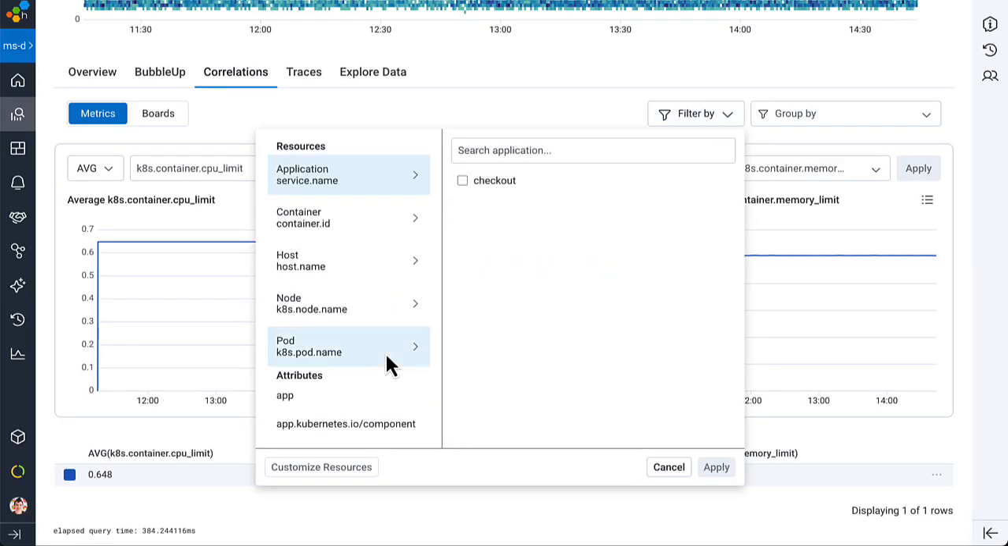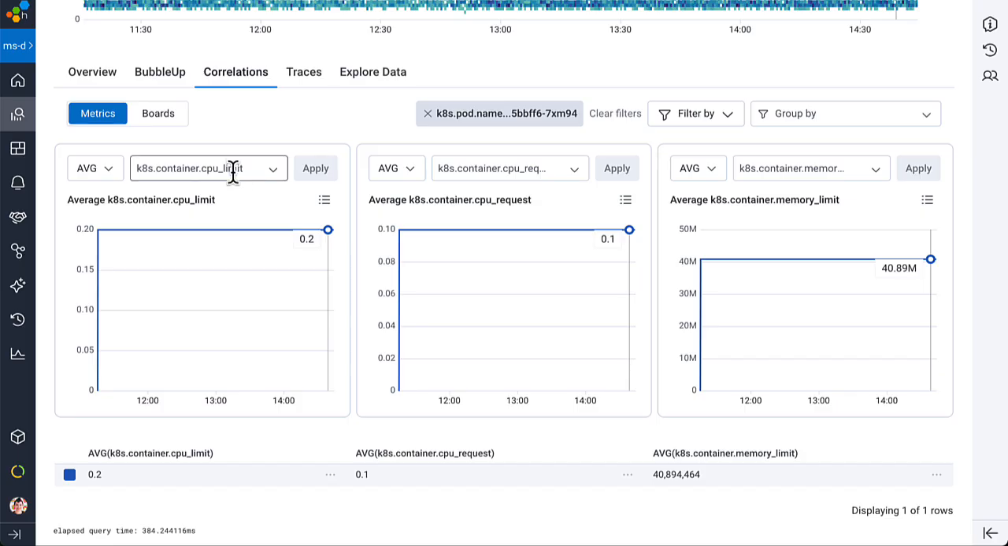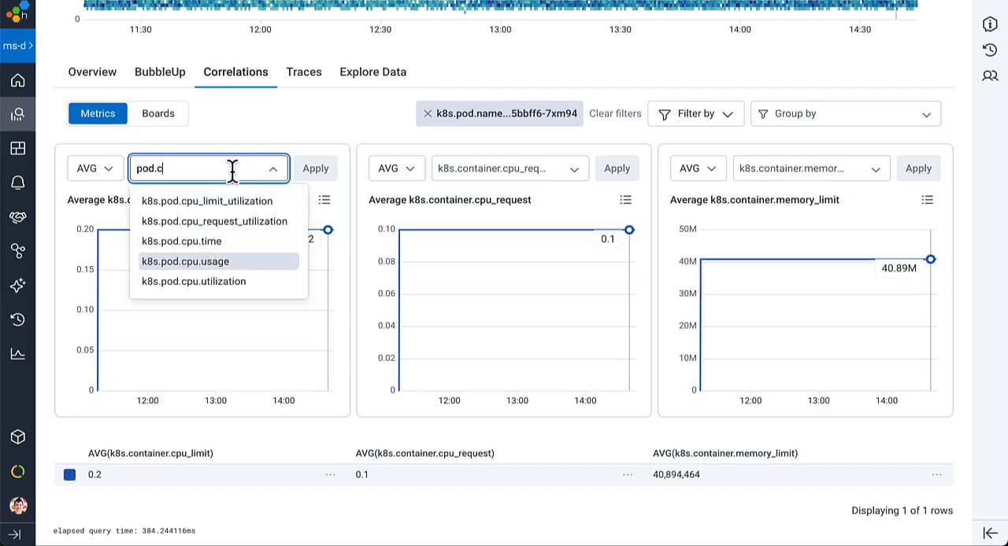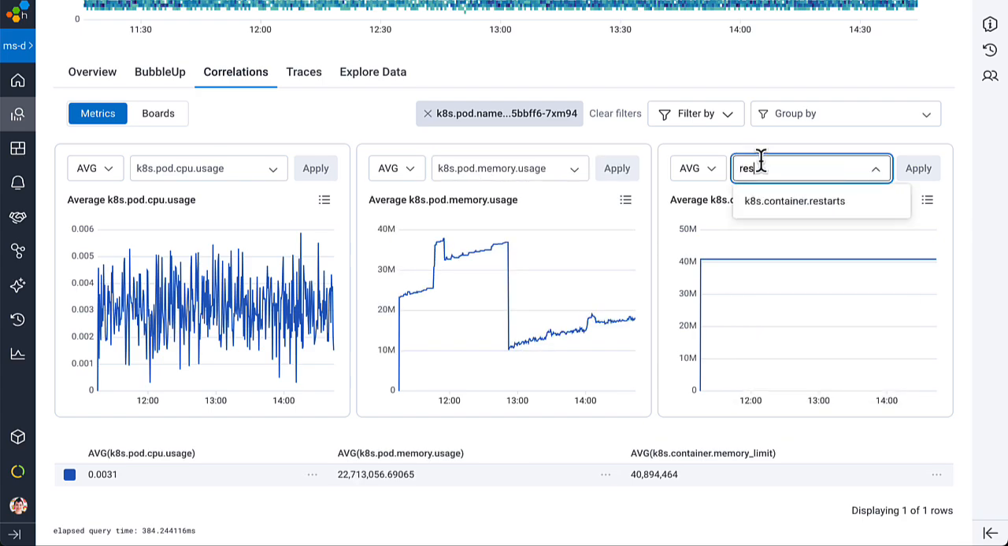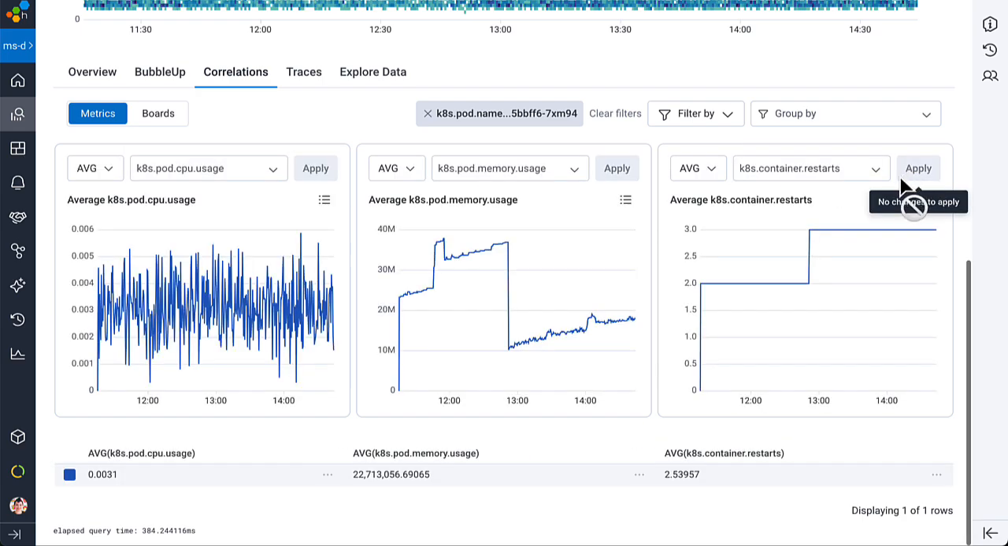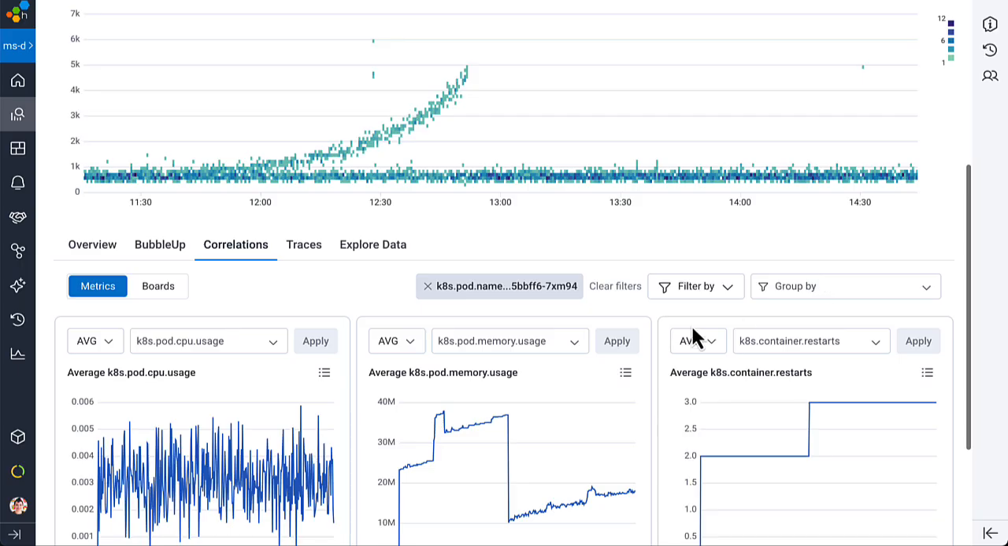Nothing interesting yet. Let's filter to only the pod in use. Now let's choose some pod-related metrics. CPU usage? Looks okay. Memory usage? Oh, hey! While we're at it, let's get pod restarts. Memory use is growing while the latency increases, and then bam, the pod restarts and it's back to normal.